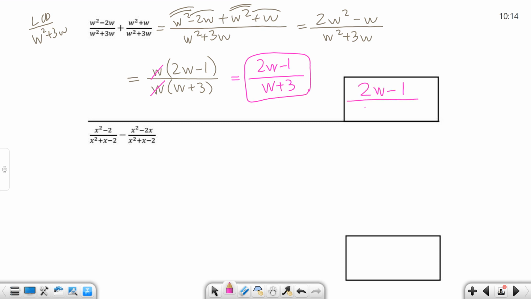And you cannot cross anything out there. Those w's cannot cross out because, again, if you have one term, you can't cross out one term. That's a no-no. You have one term out of a string of terms. You can never cross something out from that. All right, if you have more than one term, and what separates terms? Pluses and minuses, okay? Pluses and minuses separate terms.